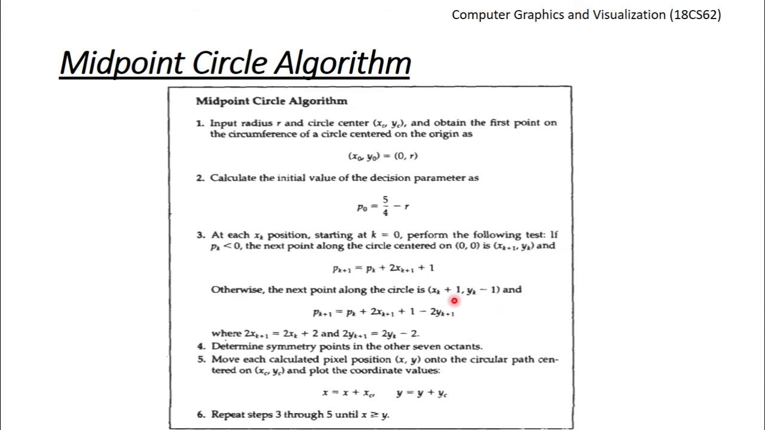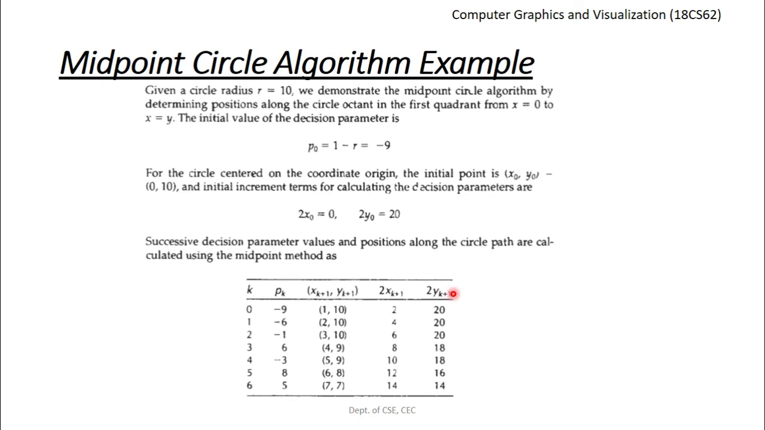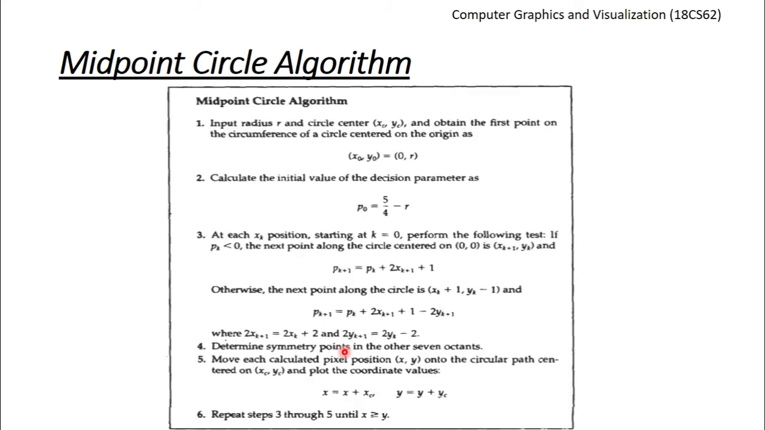In that case, we need to increment the value of x by 1 and decrement the value of y by 1. From 3 we are going to increment x to 4, whereas decrementing the value of y by 1, from 10 we reduce it to 9. And remember, we need to repeat these steps until the value of x is greater than or equal to y. These two steps we can look into later.